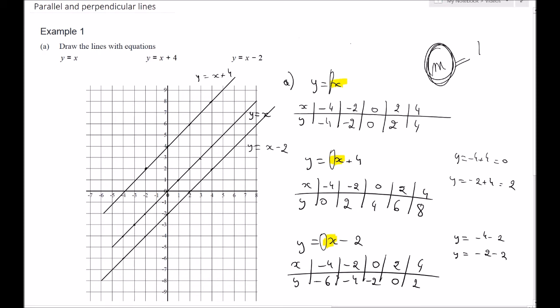That means that when lines are parallel to one another, they must have the same gradient. Other way around, when equations have the same gradient, the same m, those lines must be parallel. This is one of the first things that you can deduce from this. So equations with the same gradient always are parallel to one another, as you can see here.